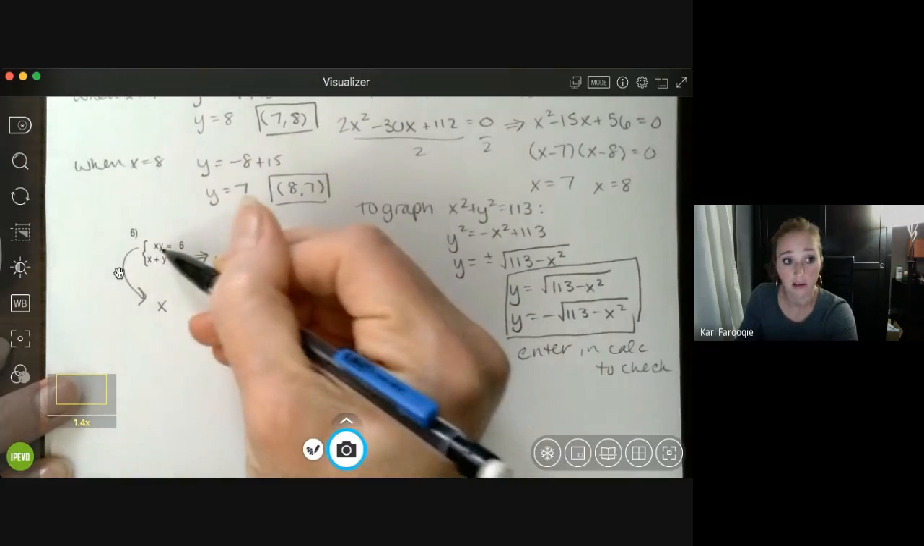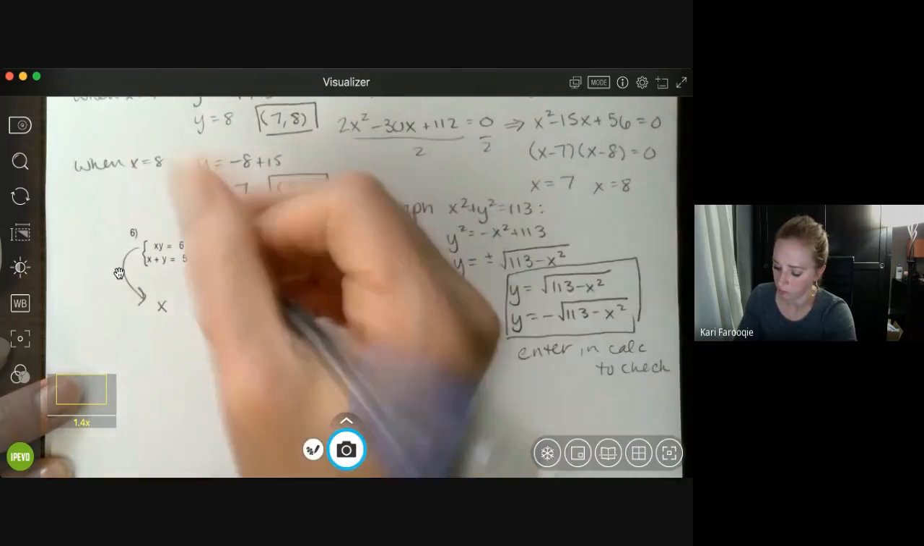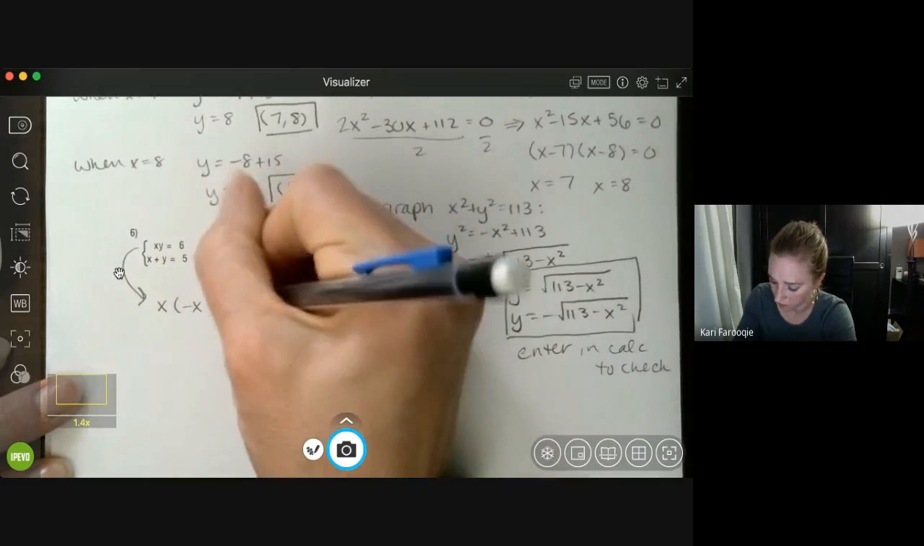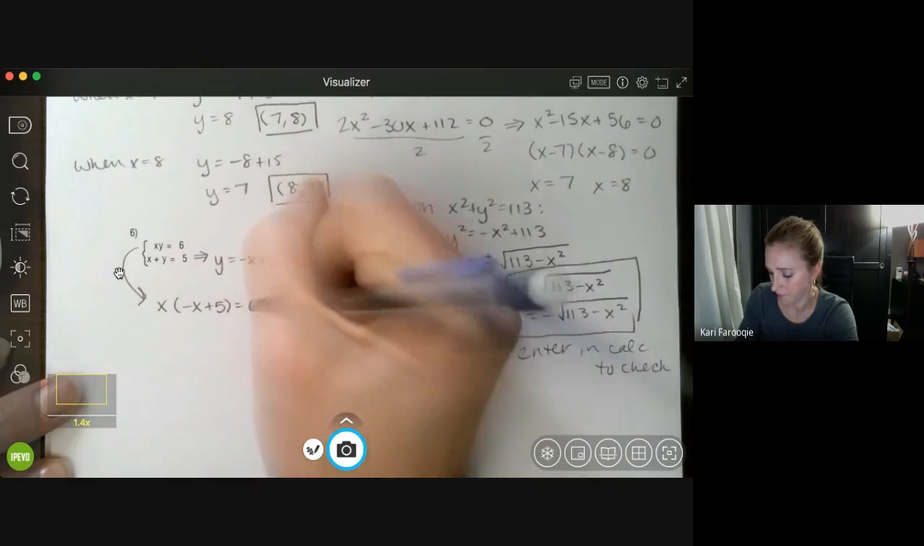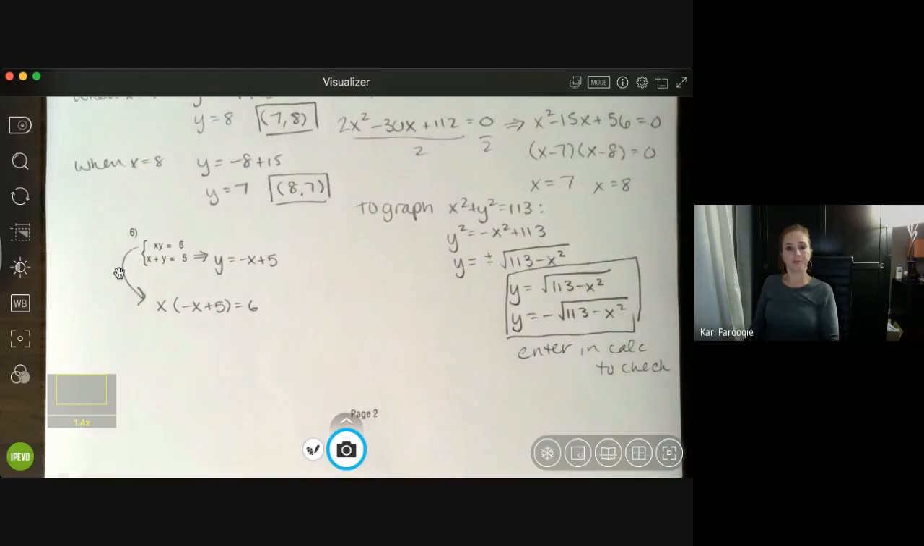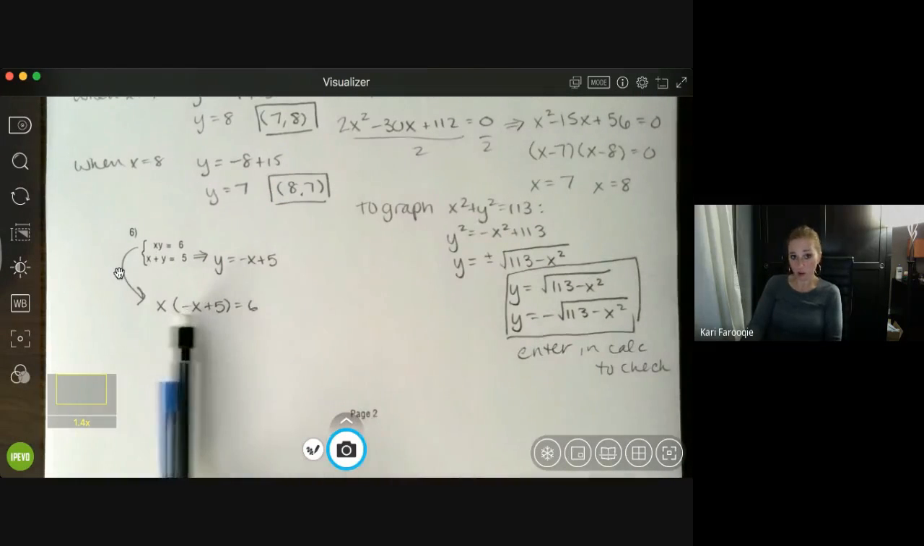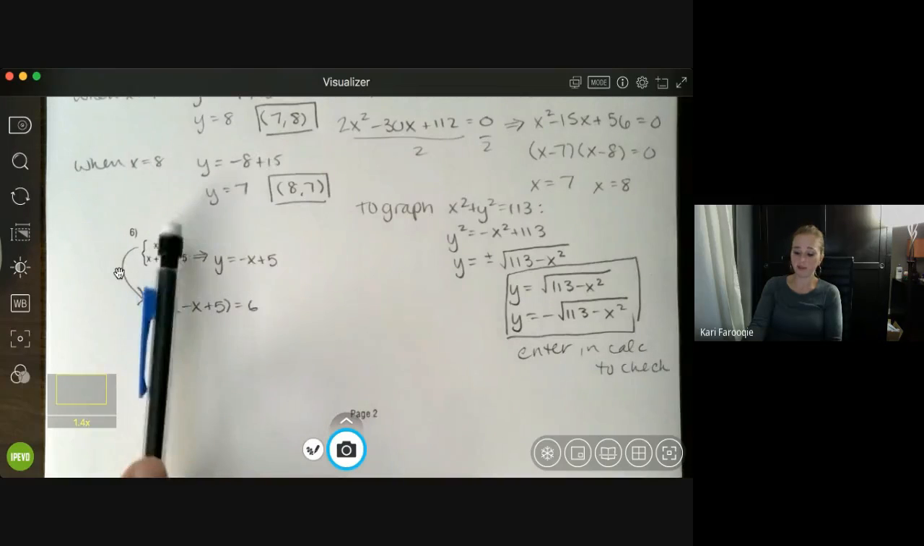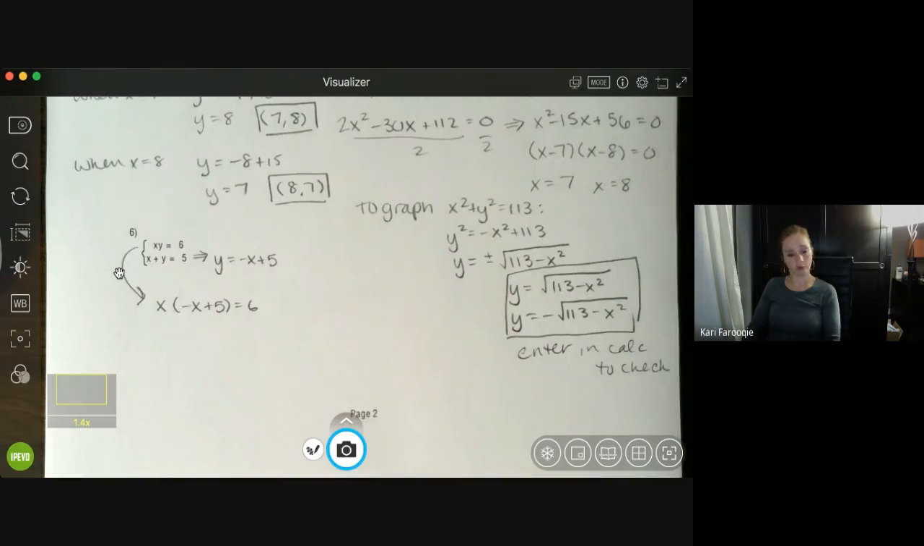So you have x times y. Well, now you have x times negative x plus 5 equals 6. Now this is still a quadratic equation, but this original equation that you had was not quadratic in form. Now it is.